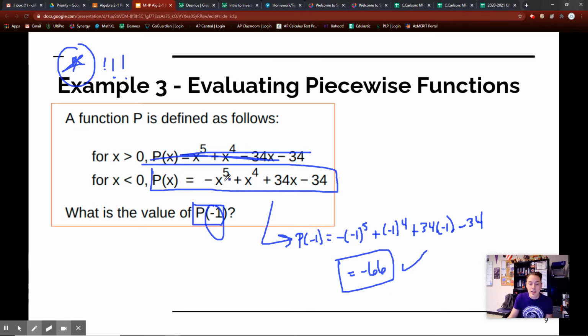We just have to make sure we have the right piece. We have to look at the x value, and then we have to appropriately put that x value in the piece that the domain restriction is allowing it.